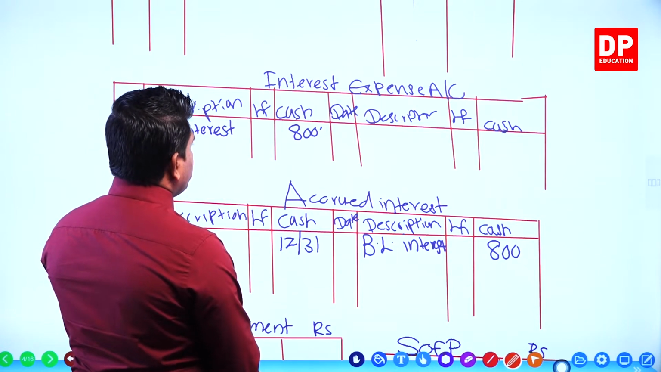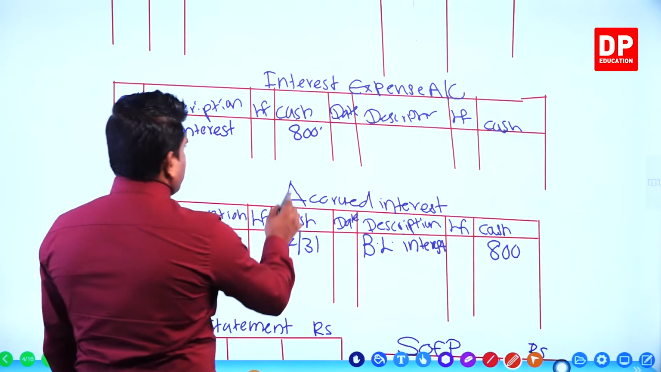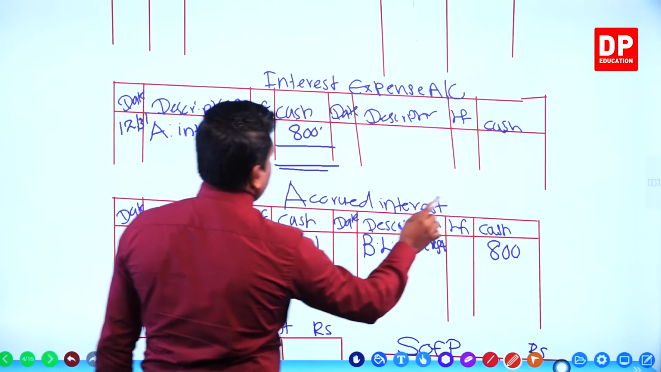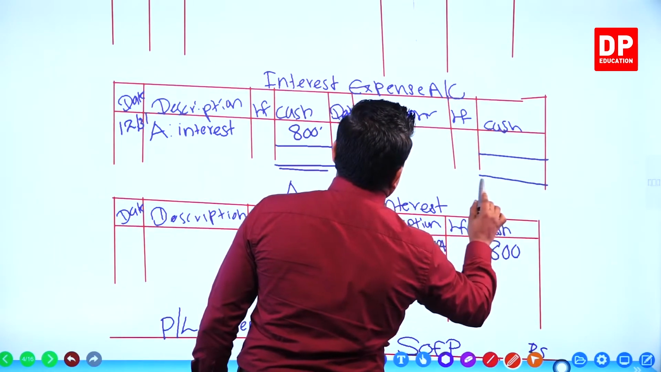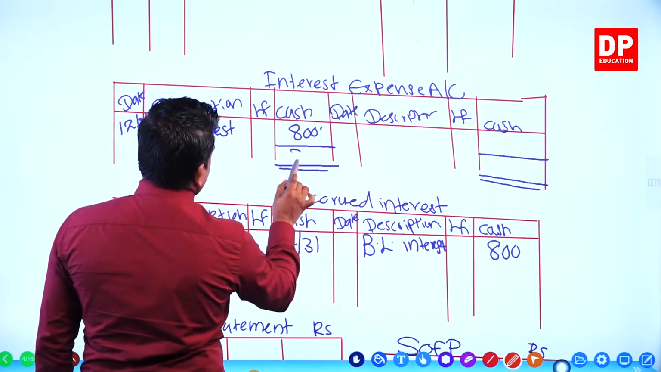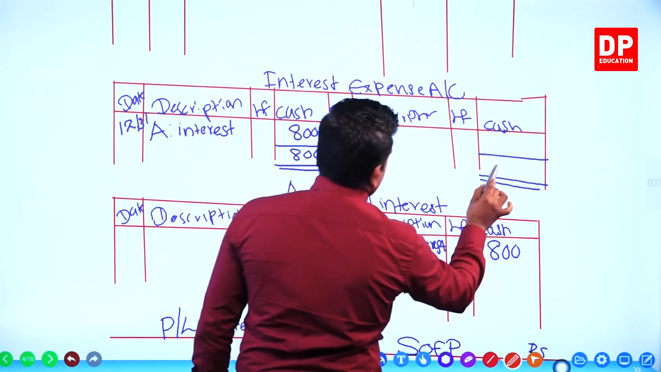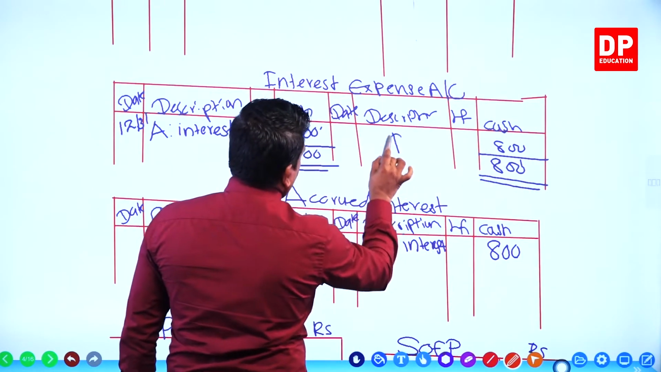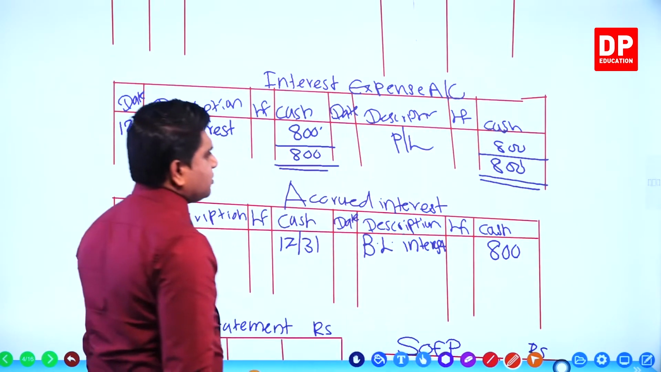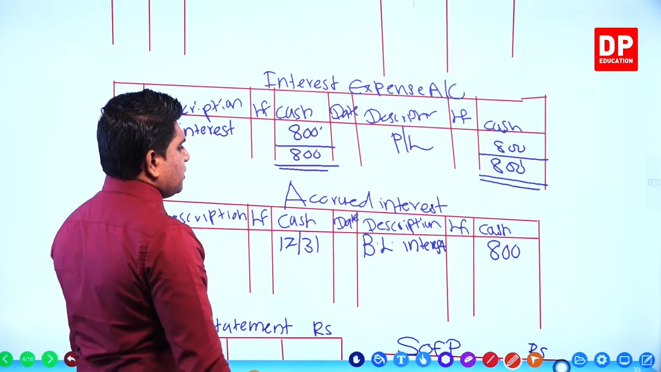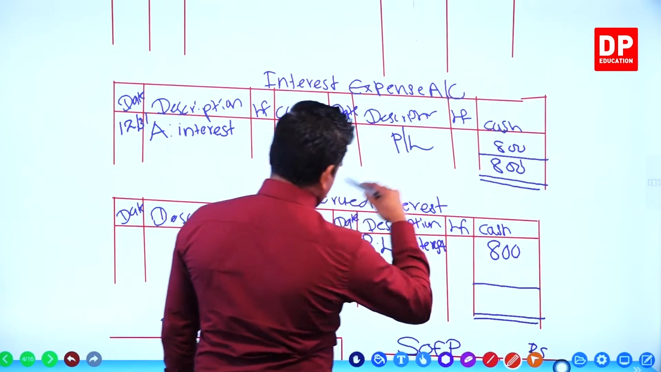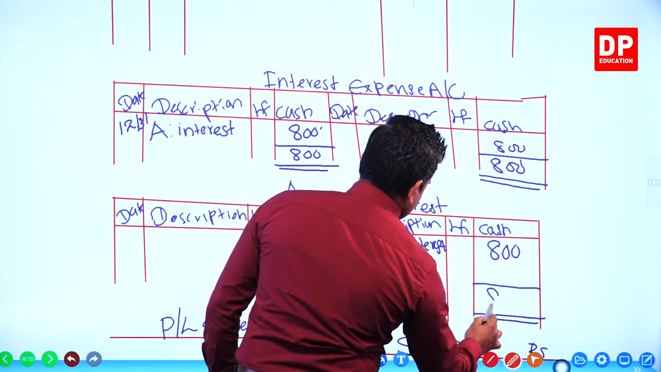Okay, now what do you do? You can balance off the accounts, right? Expense account balance, and we transfer to the profit and loss, right? This one the same amount. Why they didn't pay? 800.